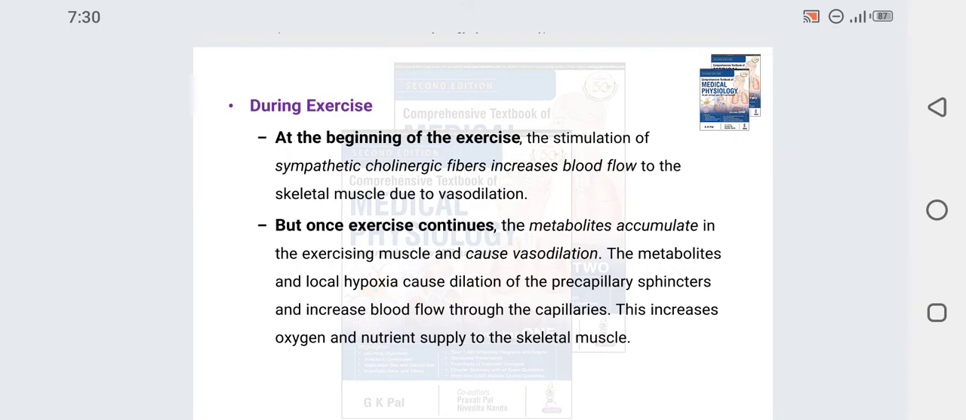What happens during exercise? At the beginning of the exercise, the stimulation of the sympathetic cholinergic fibers increases the blood flow to the skeletal muscle due to vasodilation. But once the exercise continues, metabolites accumulate in the exercising muscle and cause vasodilation. These metabolites and the local hypoxia cause dilatation of the precapillary sphincters and increase blood flow through the capillary, and this increases oxygen and nutrient supply to the skeletal muscle.